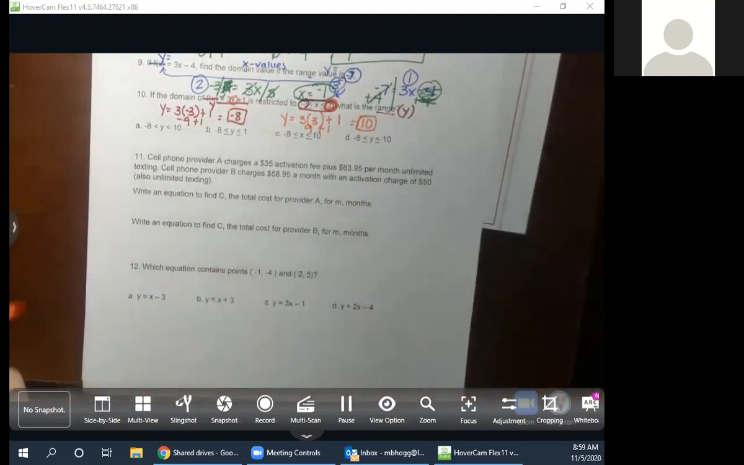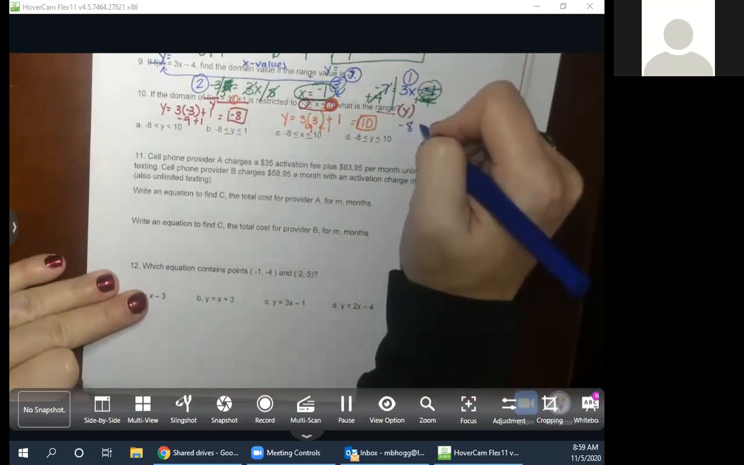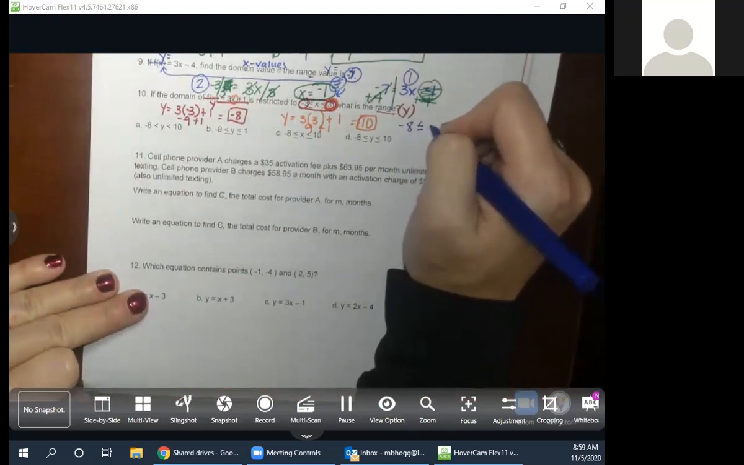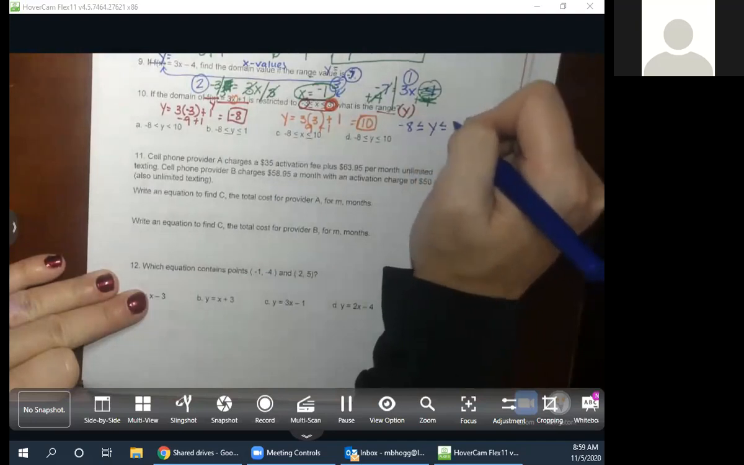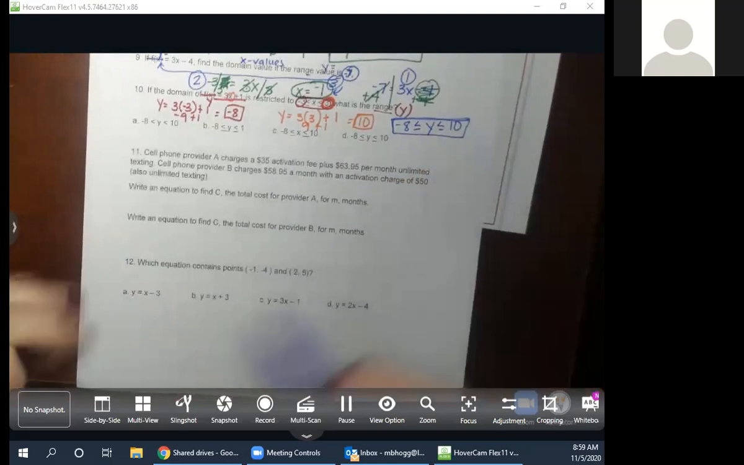So now here's your answer. Negative 8 is less than or equal to y, less than or equal to 10. Good. That's all you do is you just take the two numbers they give you for the domain and sub those in for x, because the domain is x.